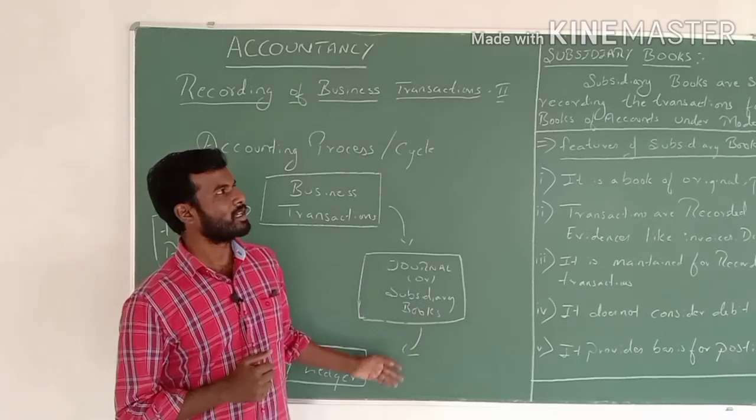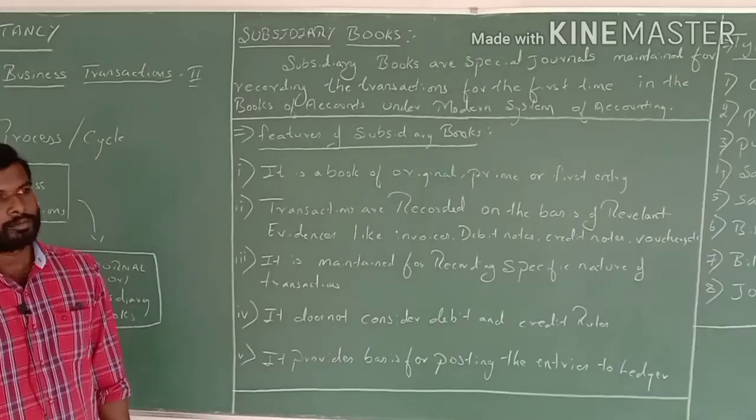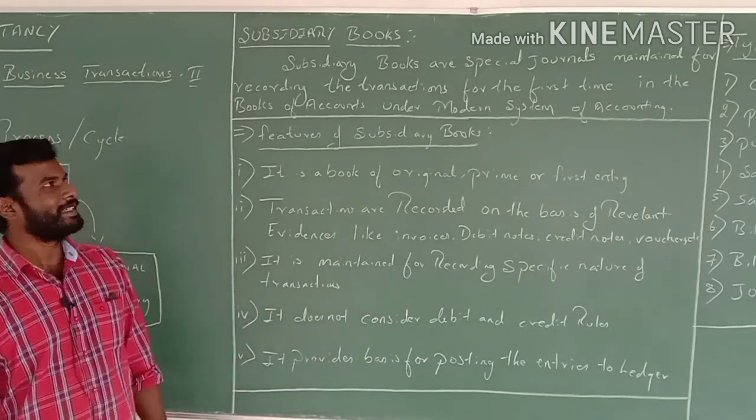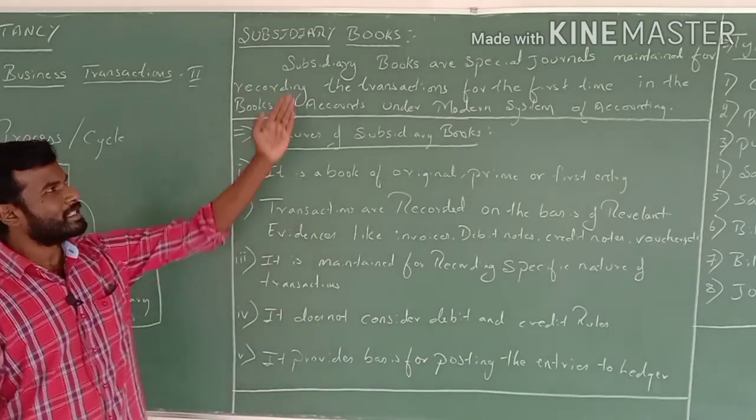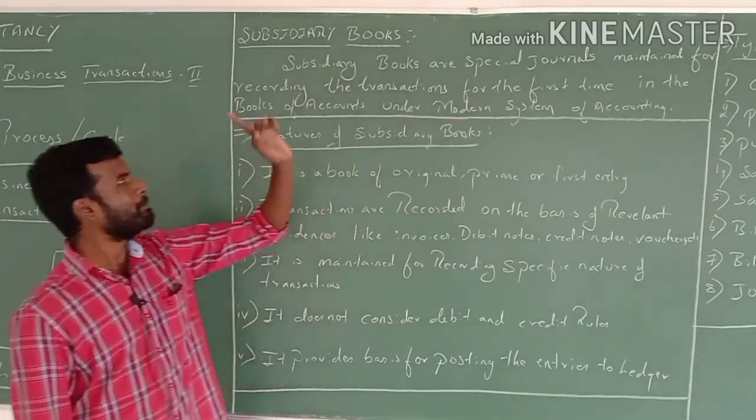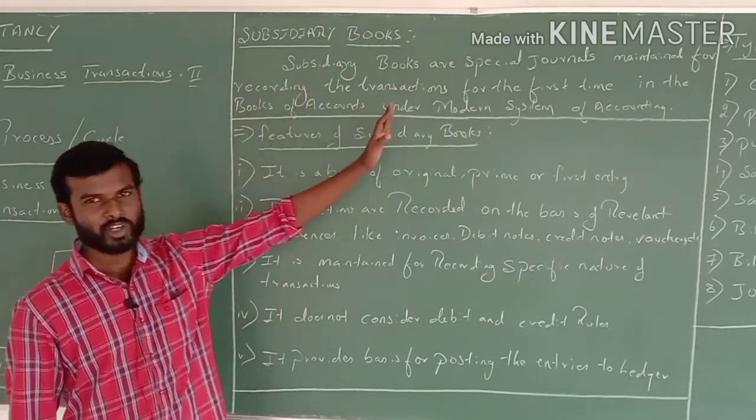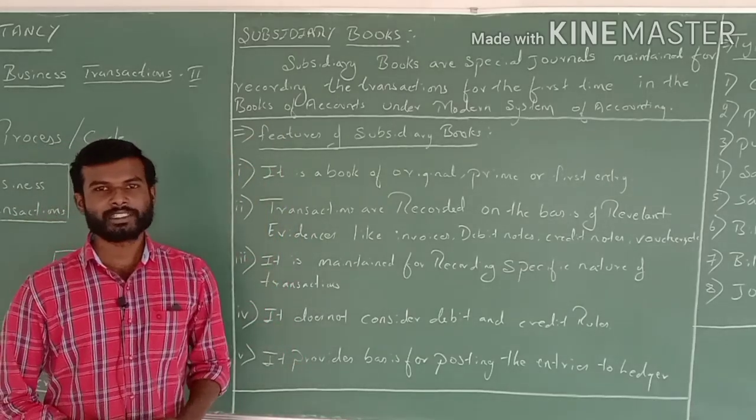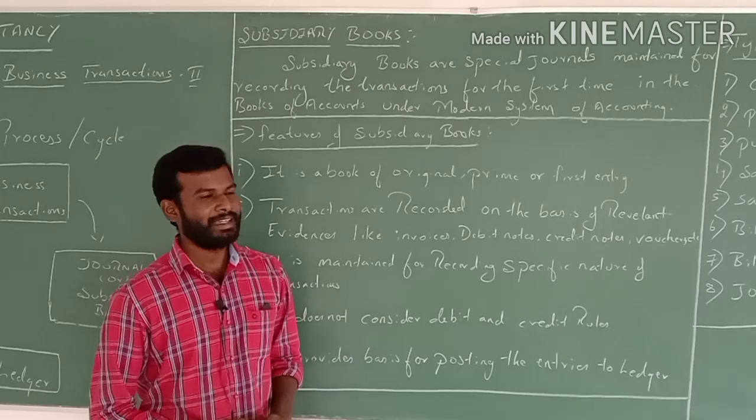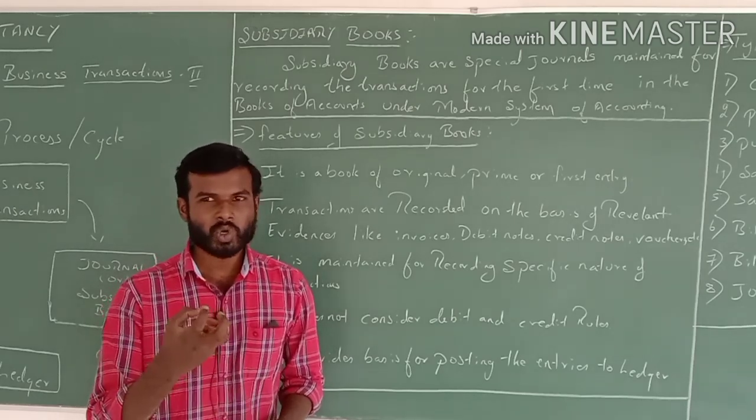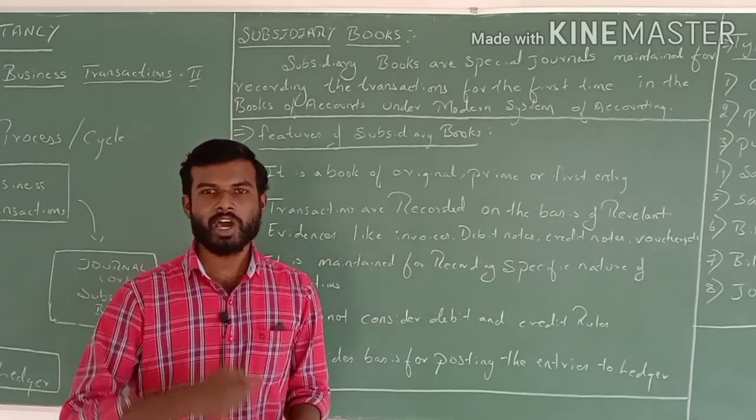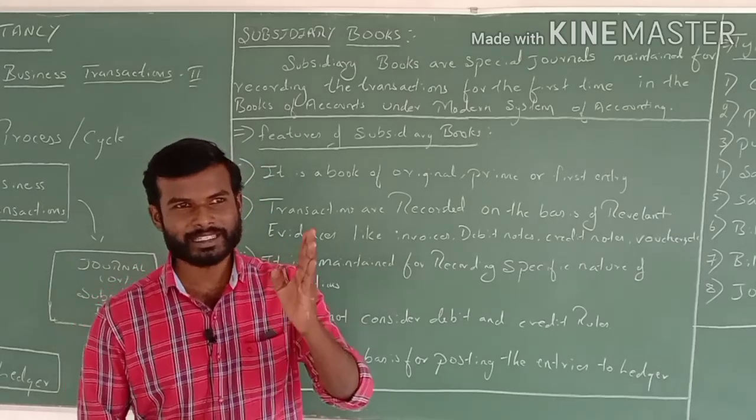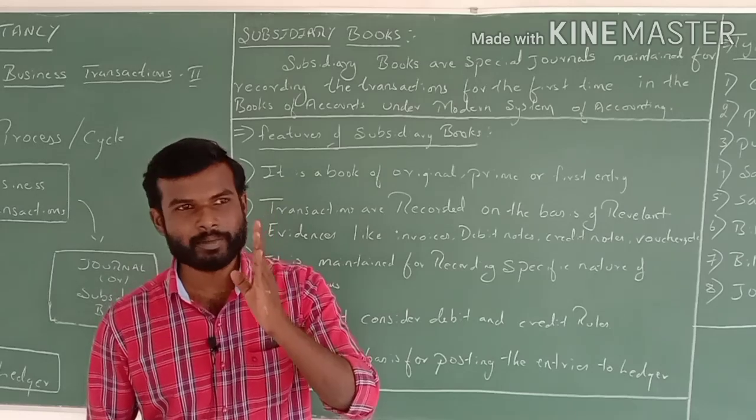Now we can discuss the meaning of the subsidiary book. Subsidiary books are also called special journals or day books. What do subsidiary books mean? They are special journals maintained for recording transactions for the first time in the books of accounts under the modern system of accounting. Here we record the transactions for the first time, and it is maintained under the modern system of accounting.